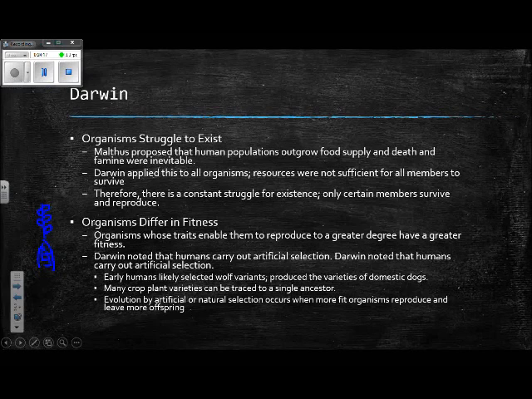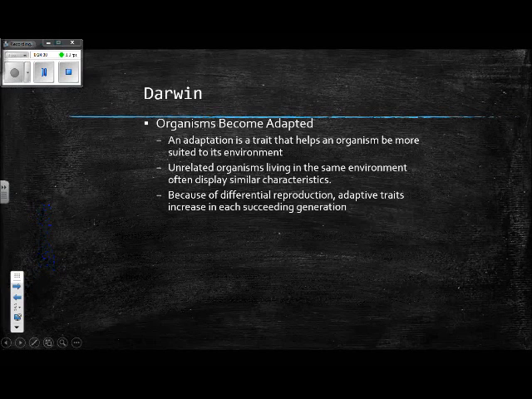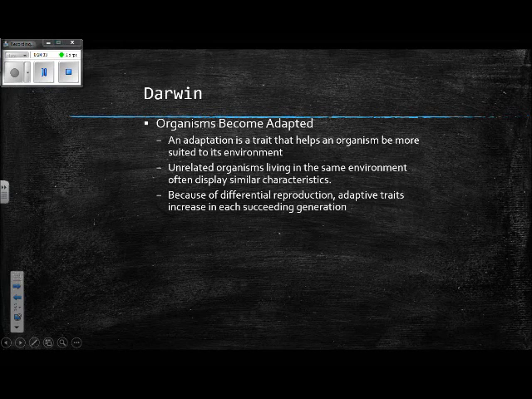Okay, does this kind of evolution thing kind of make sense? How we kind of just keep going? Okay. All right, and then finally, organisms become adapted. An adaptation is a trait that helps an organism be more suited to its environment. Related organisms living in the same environment often display similar traits. Because of the differential reproduction, adaptive traits increase with each successive generation. So the more babies that are born, the more those traits are found. All right, done. Cool.